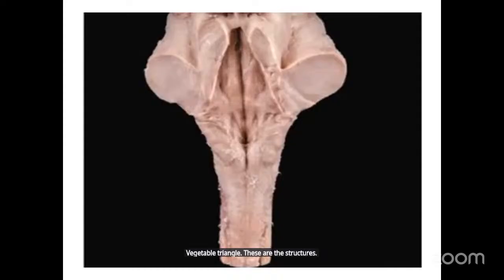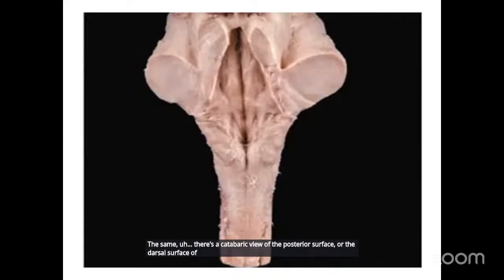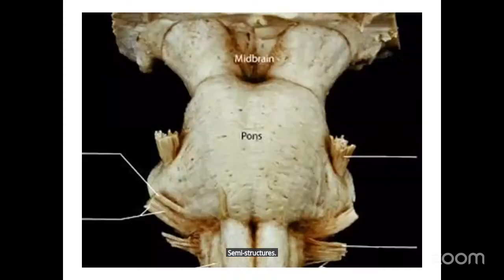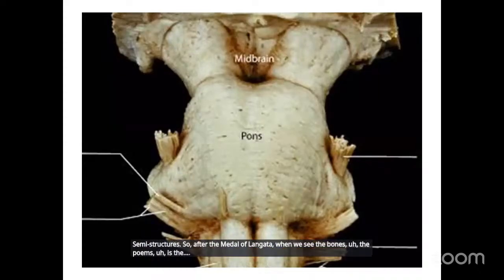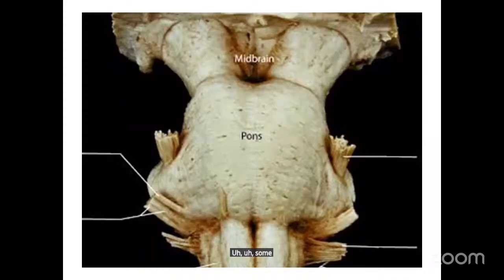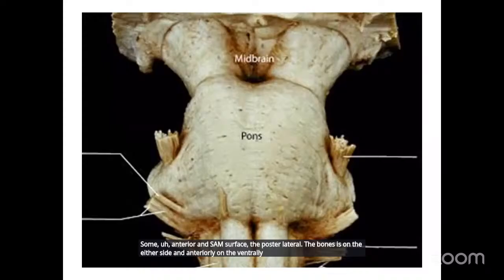This is the cadaveric view of the posterior or dorsal surface of the medulla oblongata. It shows the same structures. After the medulla oblongata, when we see the pons, it is on the anterior, ventral surface. It is a huge convex area, and this whole anterior surface is traversed by transverse fibers.